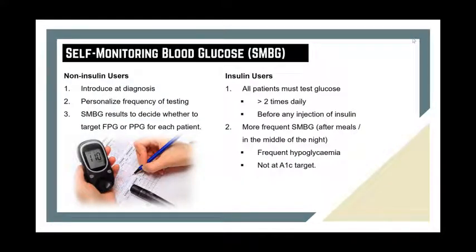The preprandial and postprandial blood glucose levels can be self-monitored. These self-monitoring blood glucose checks are crucial for those who receive insulin therapy. The checkup must be done a minimum of twice daily or before any injection of insulin. If the patient tends to develop hypoglycemia or does not achieve the A1C target, they are required to monitor the postprandial blood glucose and sometimes in the middle of the night.